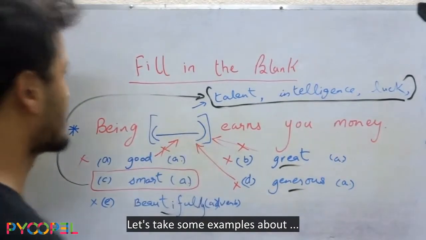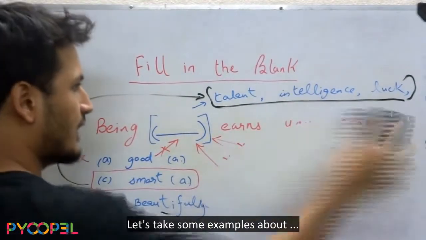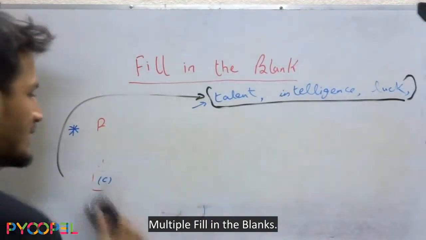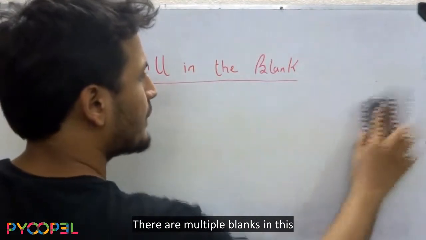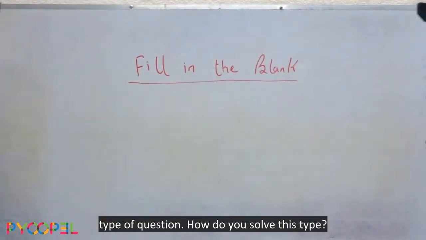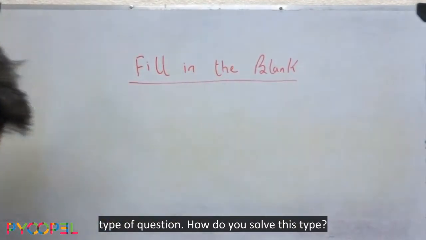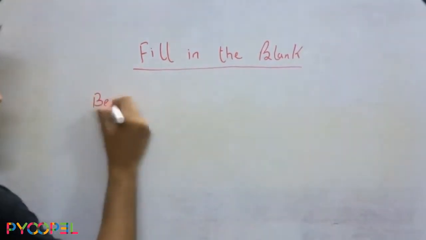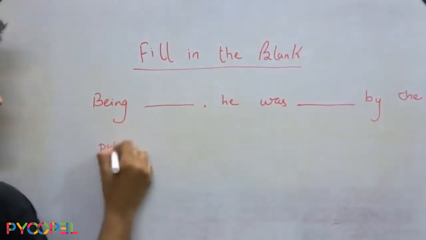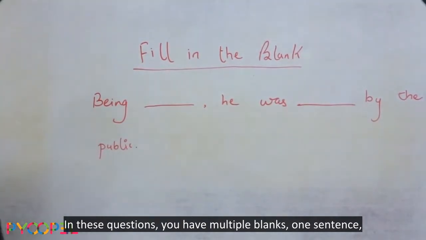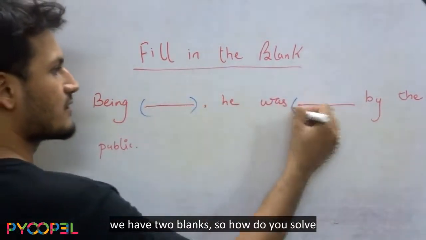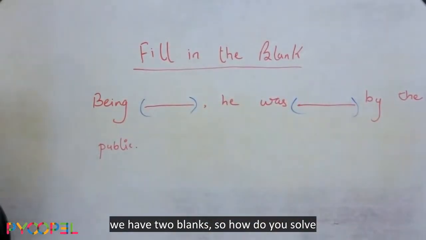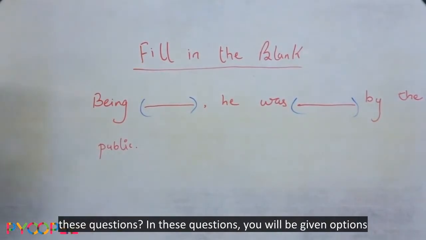Right, now let's take some examples about multiple fill in the blanks. There are multiple blanks in these types of questions. How do you solve those types of questions? In these questions you have multiple blanks. One sentence but multiple blanks. Right here, right now, we have 2 blanks. So how do you solve these types of questions?